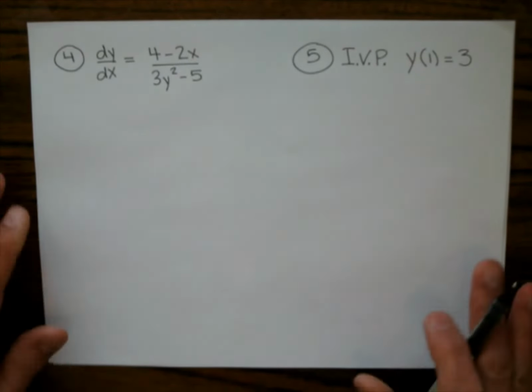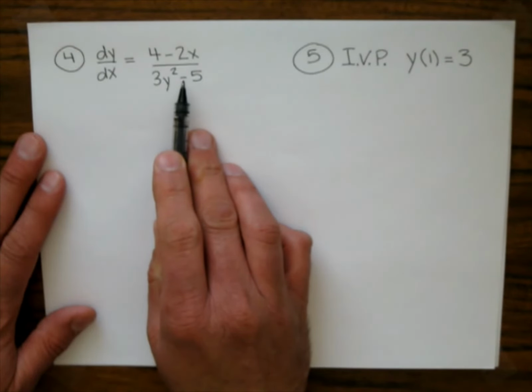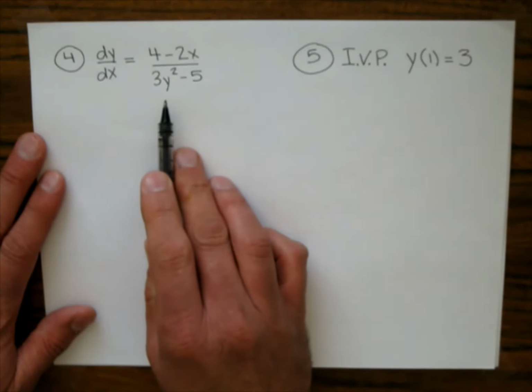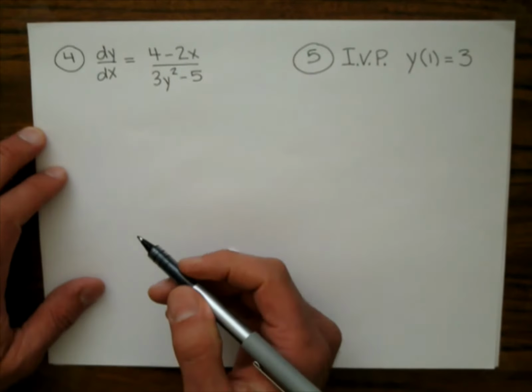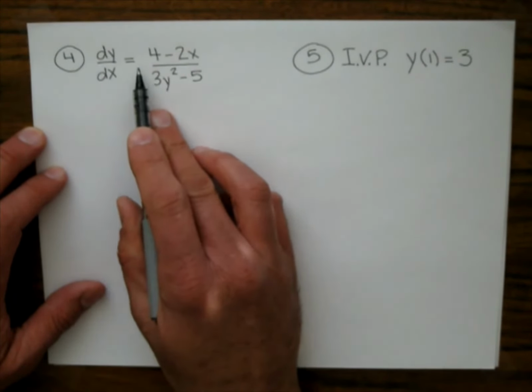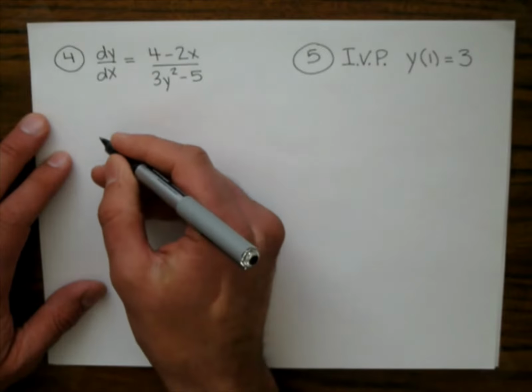So first of all, we have to ask ourselves, is this separable? Can we separate the right-hand side through multiplication? And the answer is yes. The first function, which I think we call g of x, would be 4 minus 2x. And the second function, h of y, would be 1 over 3y squared minus 5. So this can be separated through multiplication, which means I'm going to go ahead and do a cross multiply, or multiply by the LCD in any case.